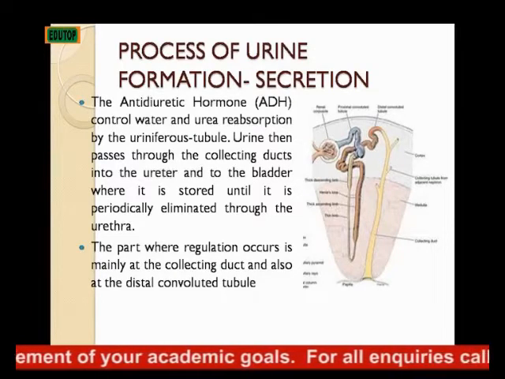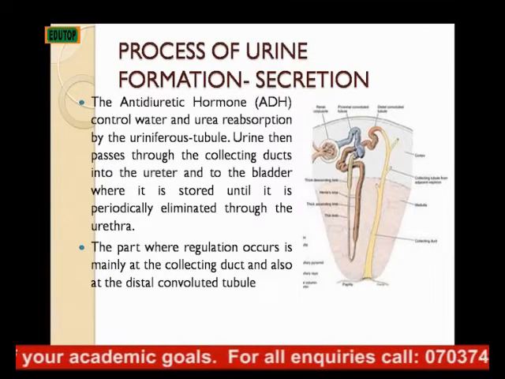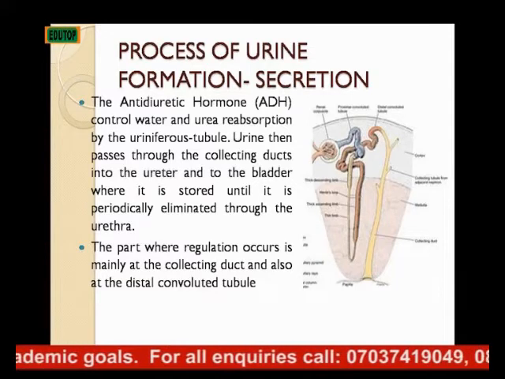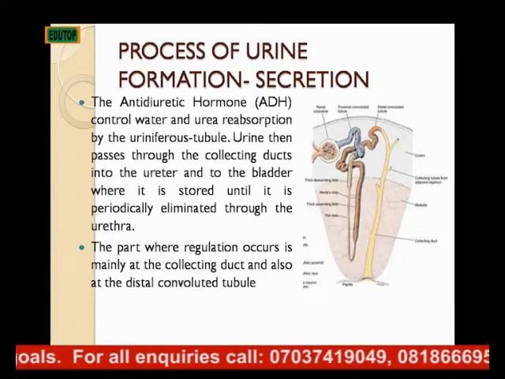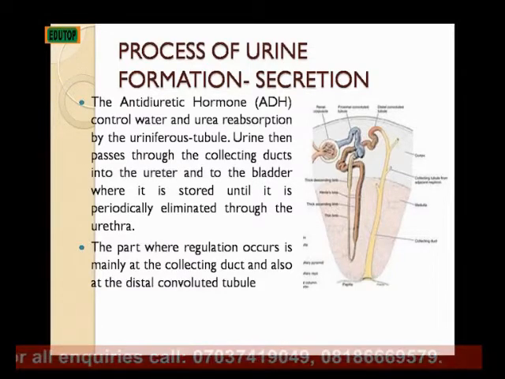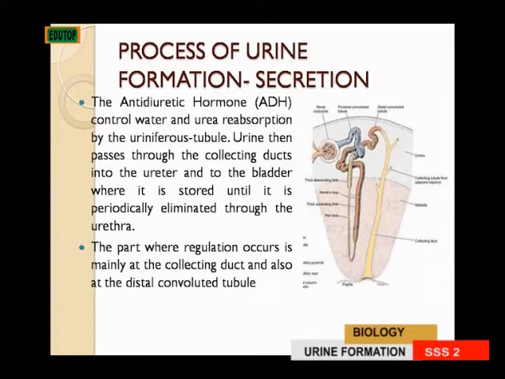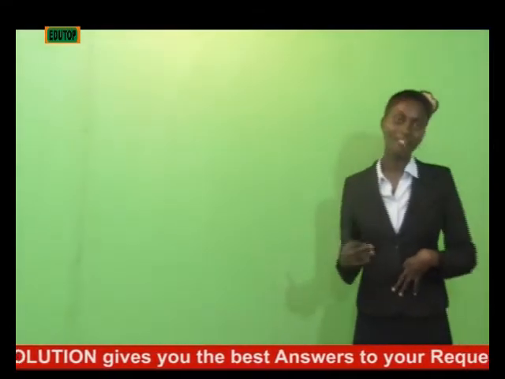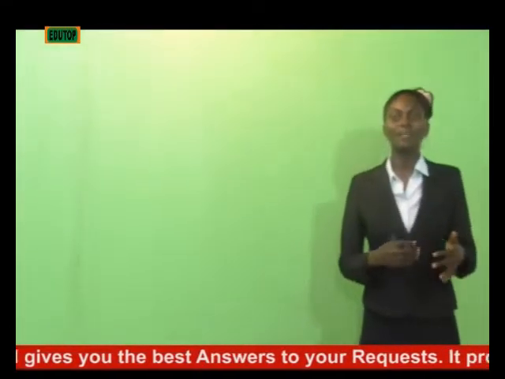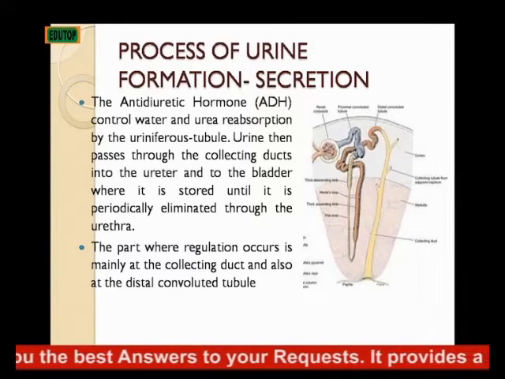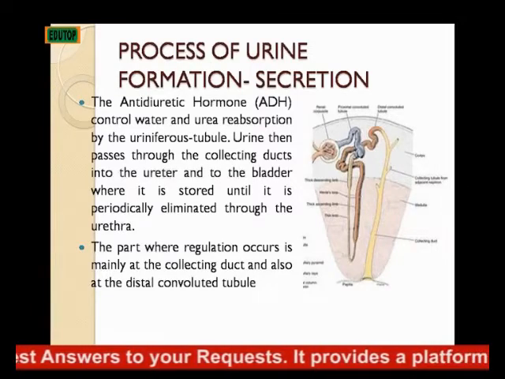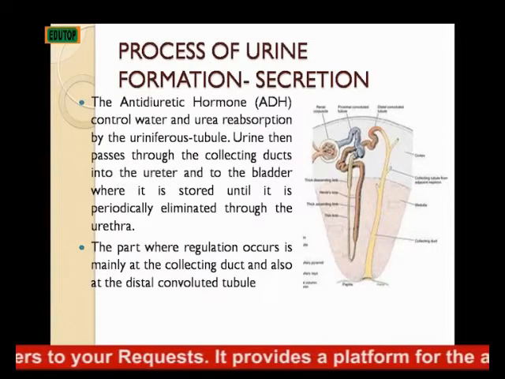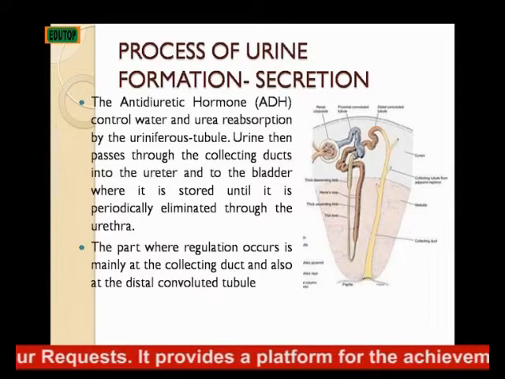Urine then passes through the collecting ducts into the ureter and to the bladder, where it is stored until it is periodically eliminated through the urethra. So the urine is stored in the bladder until it is eliminated through the urethra. Then the part where regulation occurs is mainly at the collecting duct and also at the distal convoluted tubule.